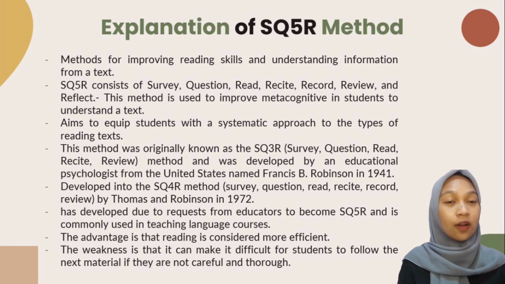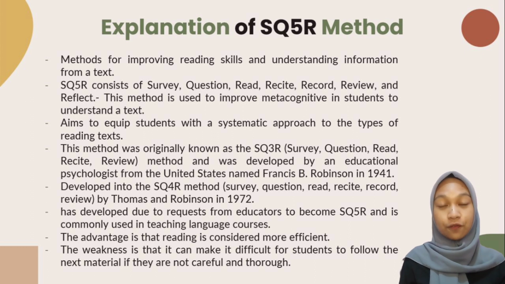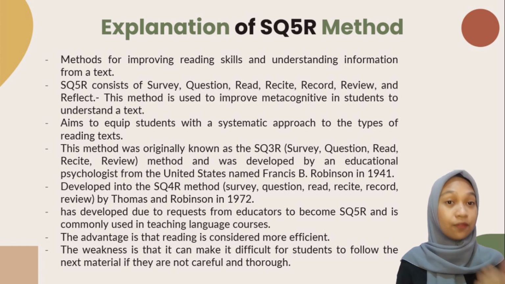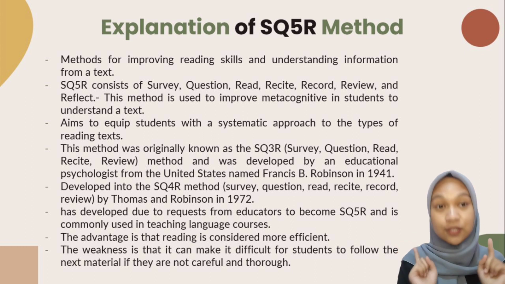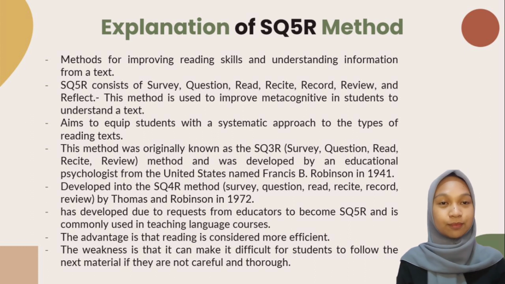SQ5R is one of many methods to improve reading skill and understand information from a text. SQ5R consists of survey, question, read, recite, record, review, and reflect. This method is used to improve metacognition in students to understand a text. In addition, this method aims to equip students with a systematic approach to types of reading text.